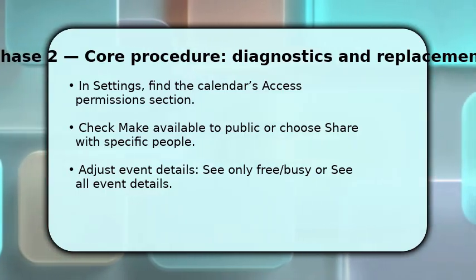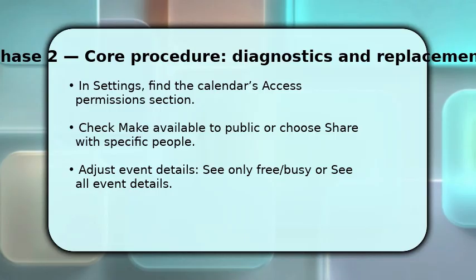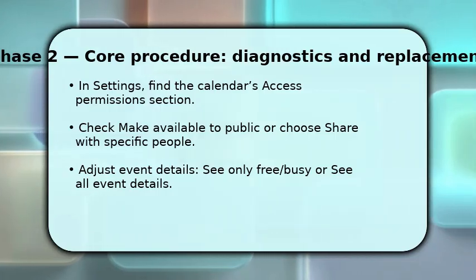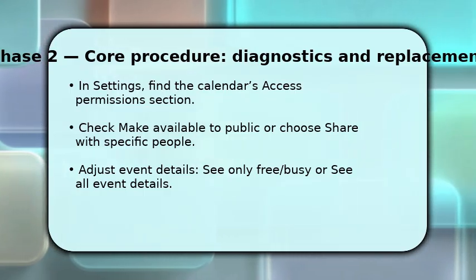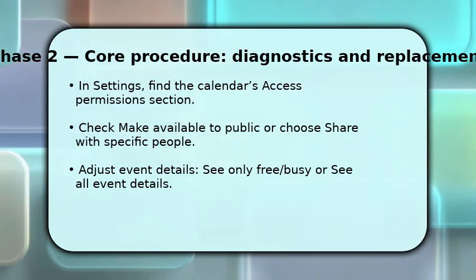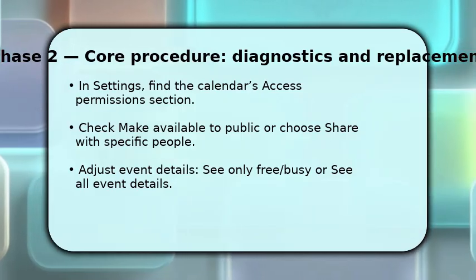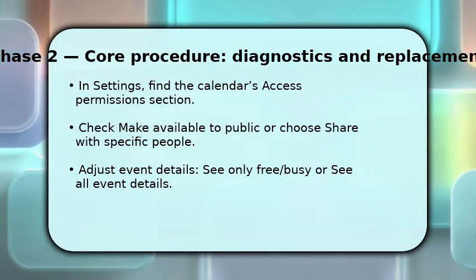Once selected, use the drop-down to pick See Only Free/Busy or See All Event Details. This controls privacy of event titles and descriptions. Make sure to save; changes are automatically applied. Then copy the public URL or embed code shown below.